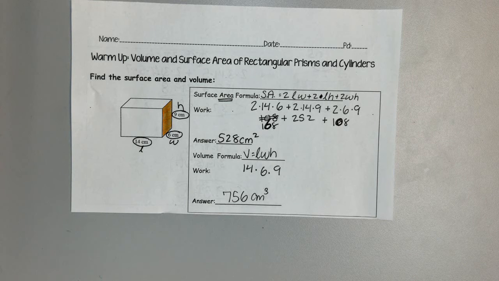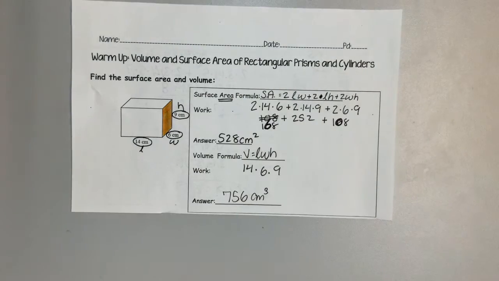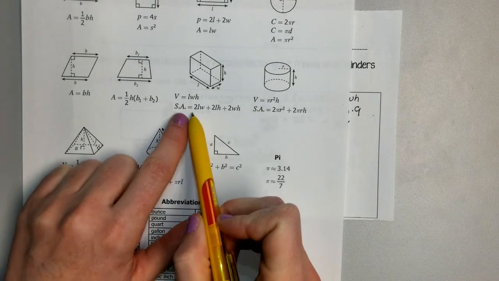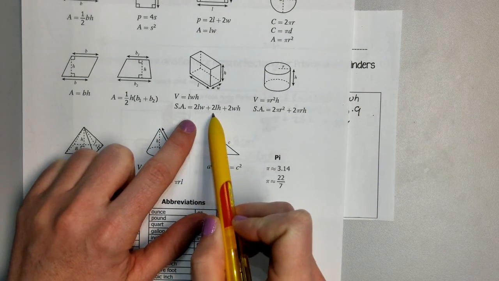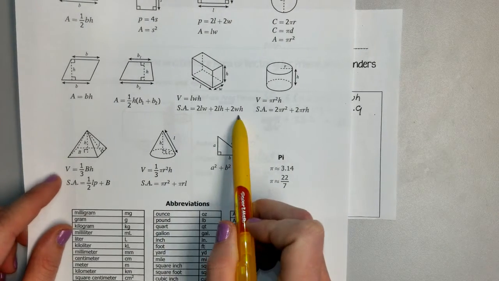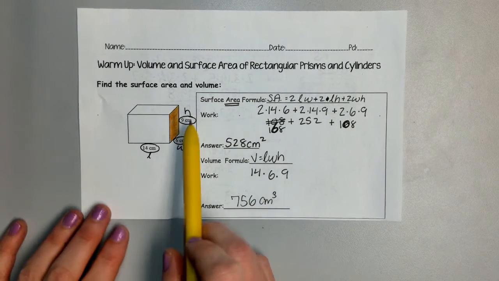All right, your warm-up is a review of the formulas that you learned last year. So if you look at your formula sheet, this first one is a rectangular prism. The rectangular prism has a really long formula for surface area, 2 length times width plus 2 length times height plus 2 width times height. When you do this, write out the formula, and on your shape, label the length, width, and height.